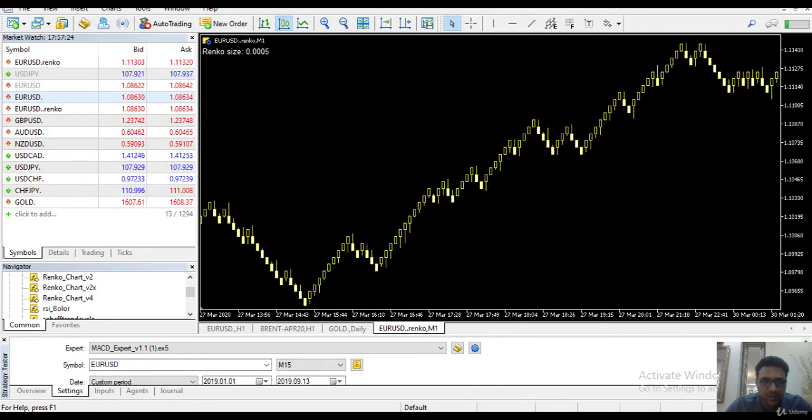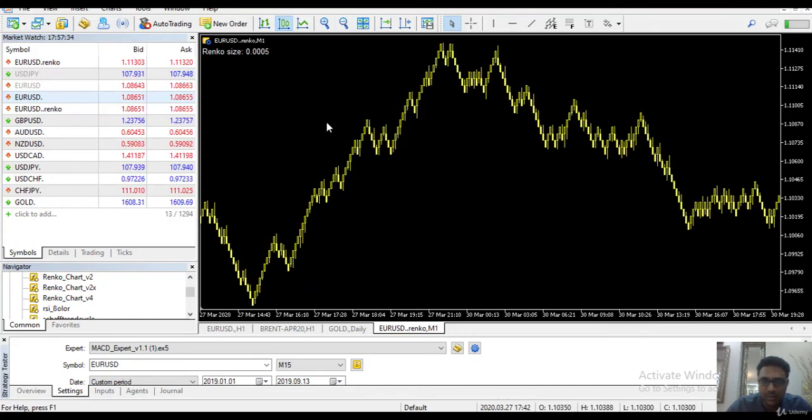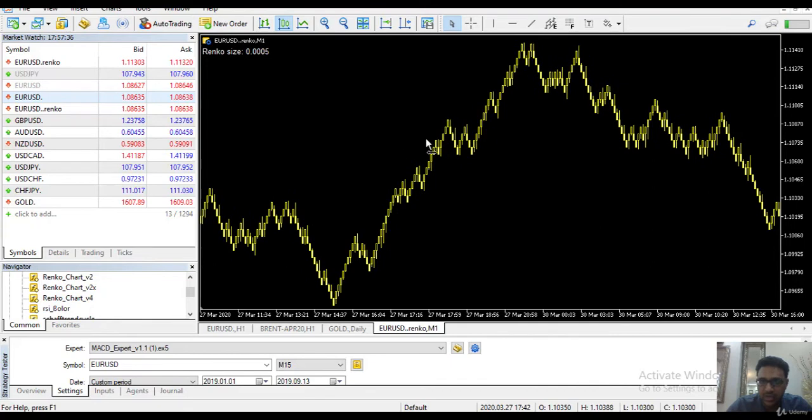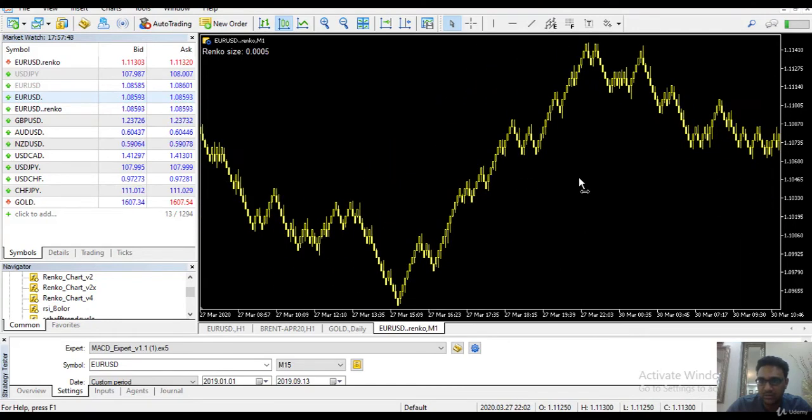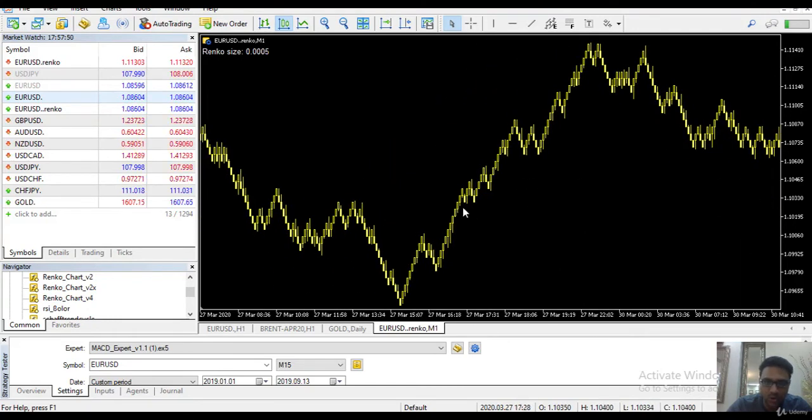Because we are using a very small brick size, only 50 points or 5 pips, you can see a lot of bricks over here. But if you use a big brick size like 10 pips or 20 pips, this would be much neater and much more zigzag. As you can see, there won't be many ranges over here.